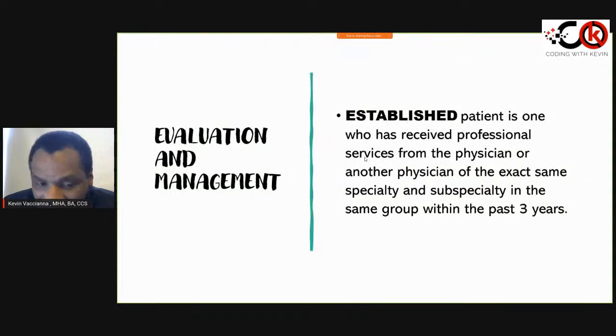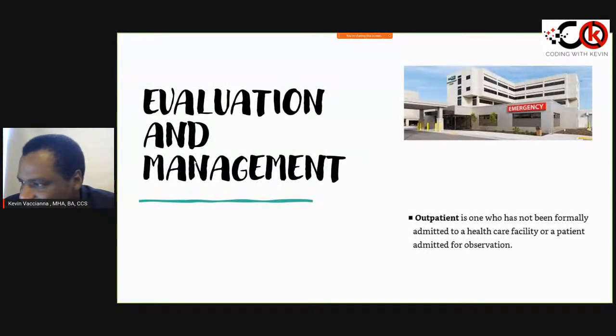An established patient is a patient that has pretty much been with the same group, same specialty, and they've been seeing the same group, same specialty within a 3 year mark. And so that is an established patient. So that patient now we don't have to worry about trying to classify them as a new patient.